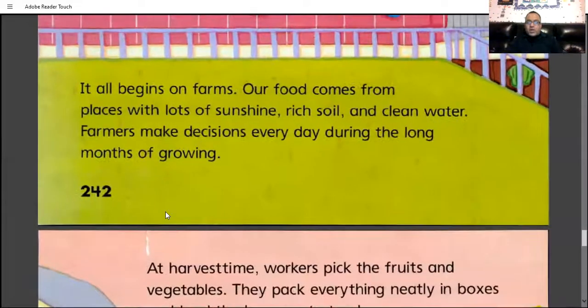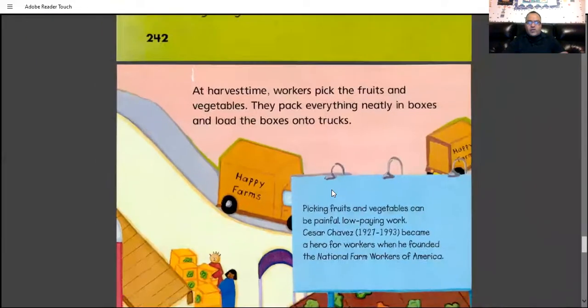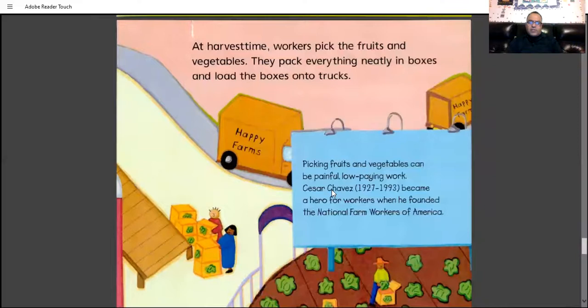Our food comes from places with lots of sunshine, rich soil, and clean water. Farmers make decisions every day during long months of growing. Farms grow food. At harvest time, workers pick the fruits and vegetables. They pack everything neatly in boxes and load the boxes onto trucks. So they go from the field. Picking fruits and vegetables can be painful, low paying work.